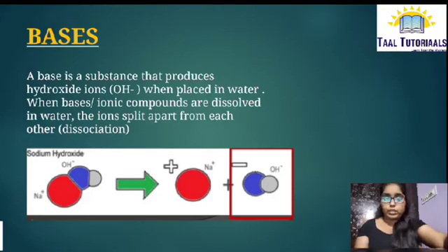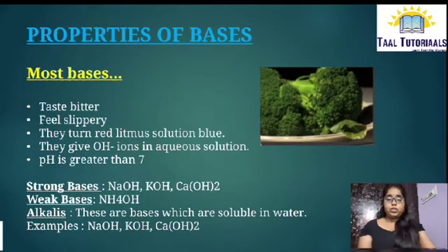Next comes properties of bases. Most bases taste bitter and they feel slippery. They turn red litmus solution blue and they give OH minus ions in aqueous solution, and the pH is greater than 7. If their pH level is greater than 7, then that solution is known as a base. If the pH level is lesser than 7, then that solution is an acid.